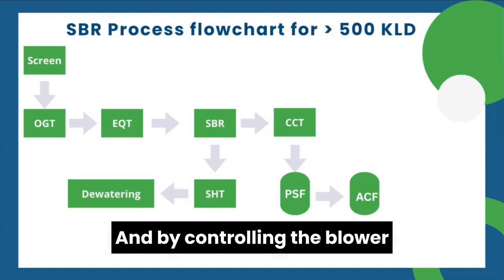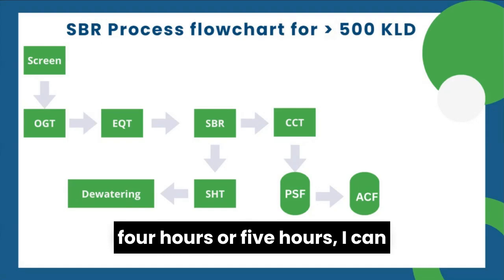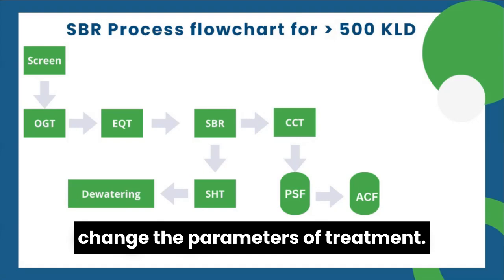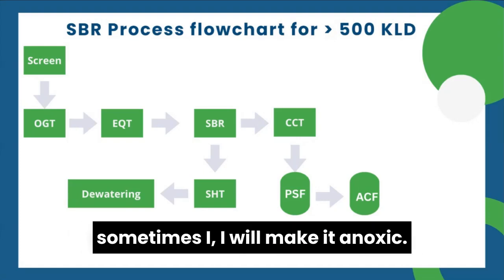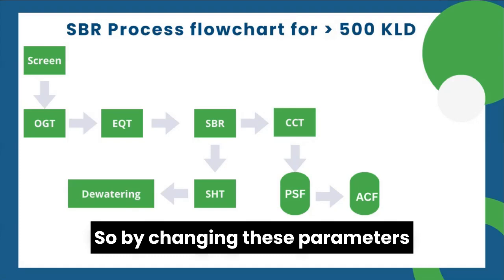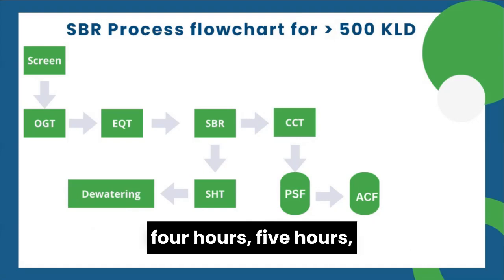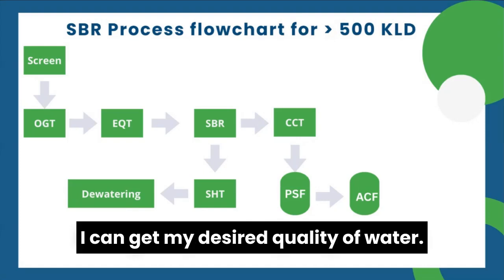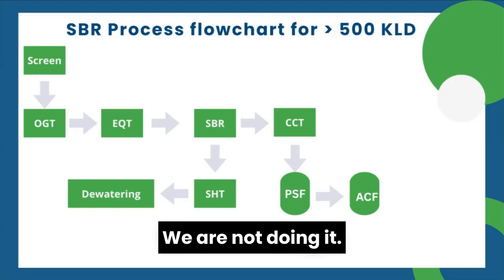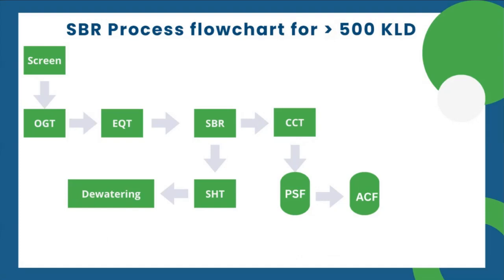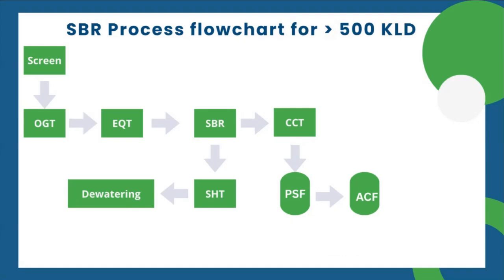And by controlling the blower on and off sequentially within these 4 hours or 5 hours, I can change the parameters of treatment. Sometimes I can give more oxygen, sometimes I'll make it anoxic. So by changing these parameters of blower on and off within these 4 hours, 5 hours, I can get my desired quality of water. But this is at a much, much advanced level. In India, we are not doing it. But this is the core and basis of SBR.